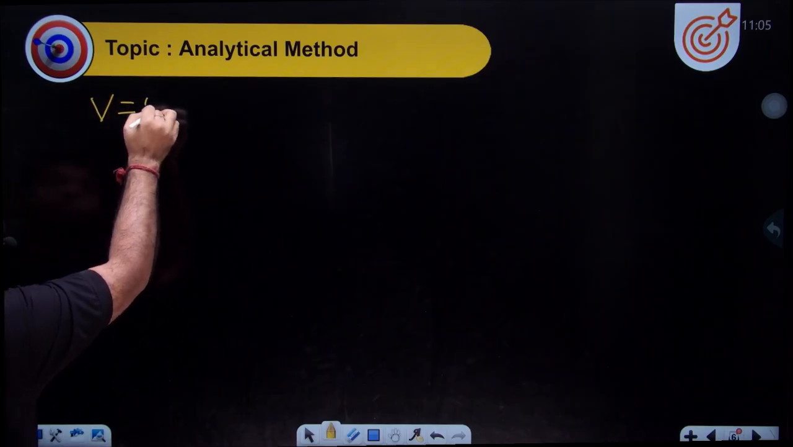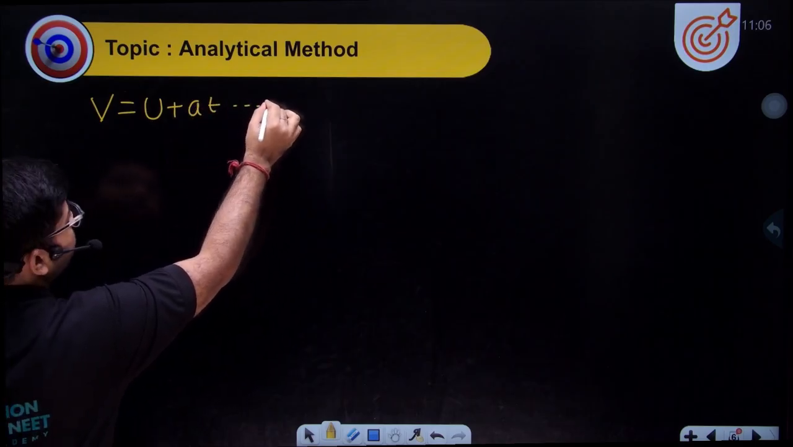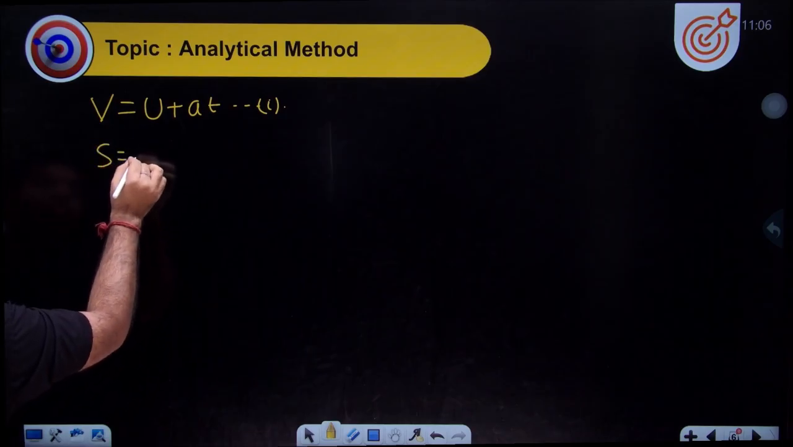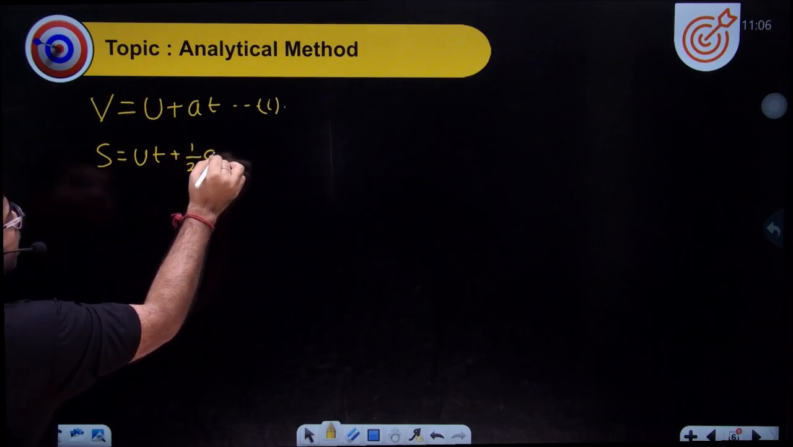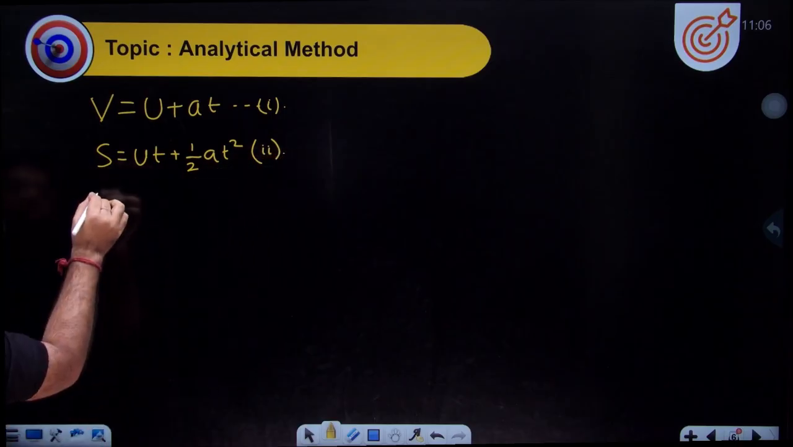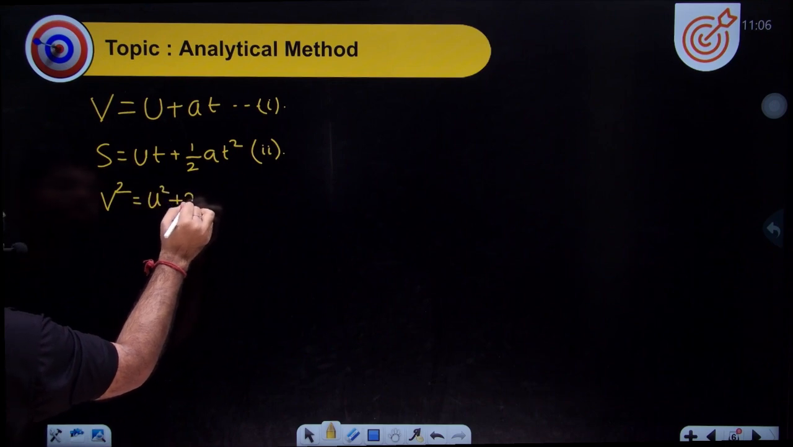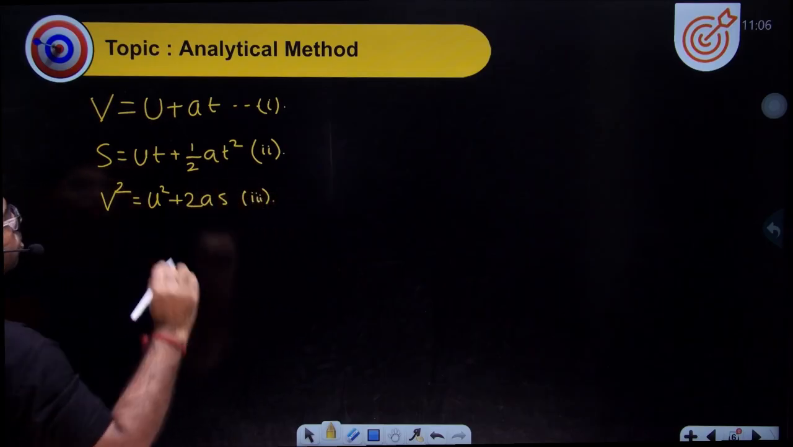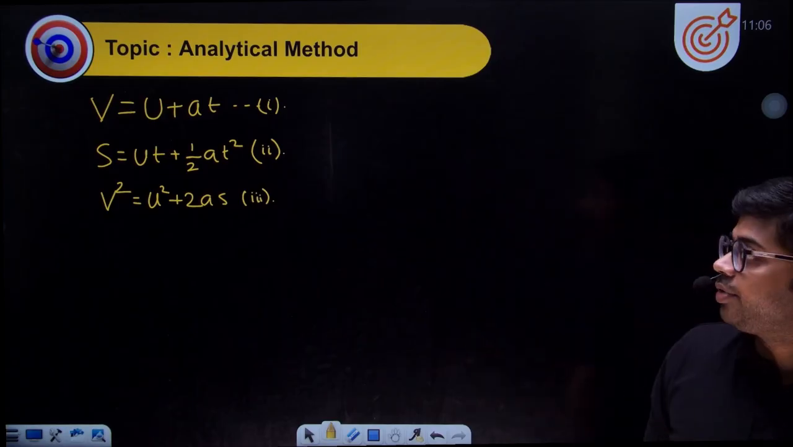V is equal to u plus at. This is my equation number 1. S is equal to ut plus half a t square. This is my equation number 2. And v square is equal to u square plus 2as. This is our equation number 3. Okay. These are the 3 equations of motions that we have.